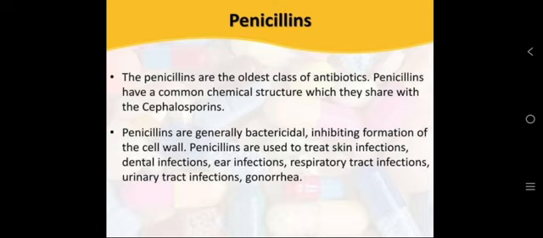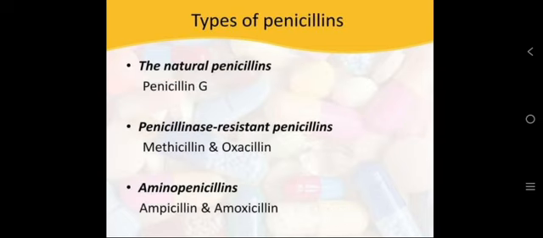Penicillin. The penicillins are the oldest class of antibiotics. Penicillins have a common chemical structure which they share with cephalosporins. Penicillins are generally bactericidal, inhibiting formation of the cell wall. Penicillins are used to treat skin infections, dental infections, ear infections, respiratory tract infections, urinary tract infections, etc.